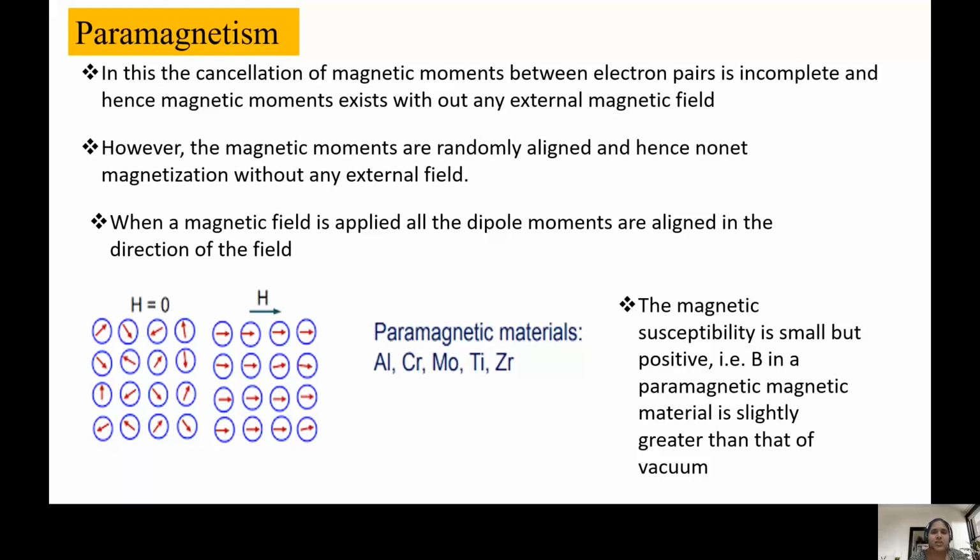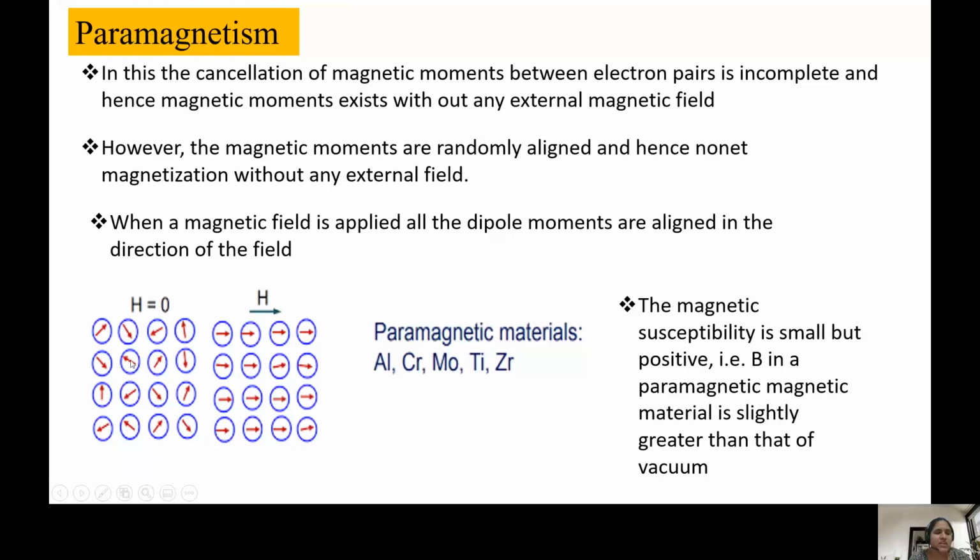The uncancellation of the magnetic moments is the main reason for paramagnetism. Here, the cancellation of the magnetic moments between the electron pairs is incomplete. So the electron pairs' magnetic moments are not cancelled completely. A finite magnetic moment will remain in the materials. Hence magnetic moments exist without any external magnetic field.